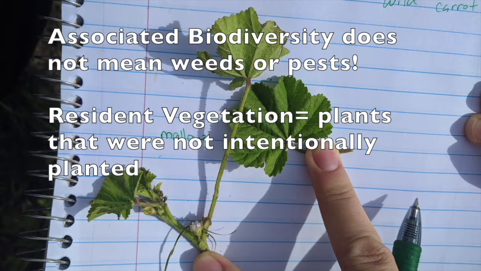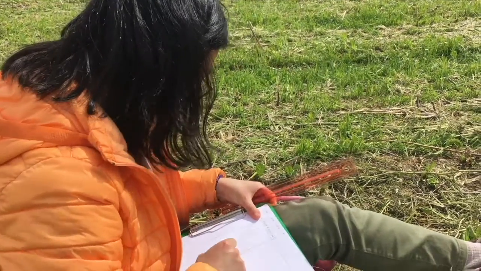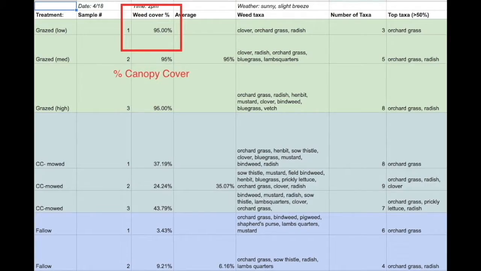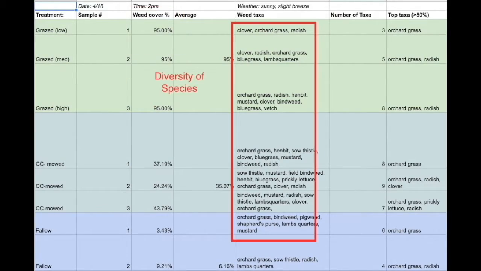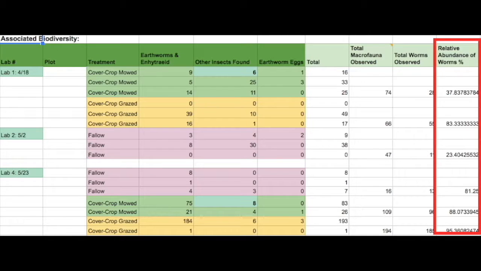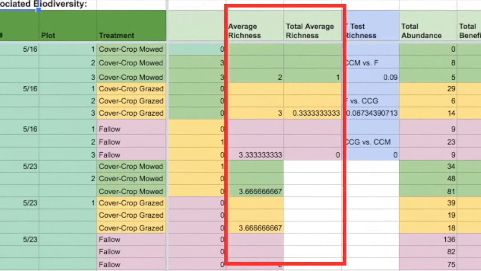Instead, we use the terms resident vegetation to refer to plants that were not intentionally planted, and macrofauna for the insects and annelids observed. From here we categorize sampled individuals as either beneficial or detrimental given the specific context. Within resident vegetation, we measured the percent canopy cover, diversity of species, and dominant taxa of each treatment. For macrofauna, we measured relative abundance of worms, relative abundance of above-ground arthropods, and the diversity of sampled individuals.